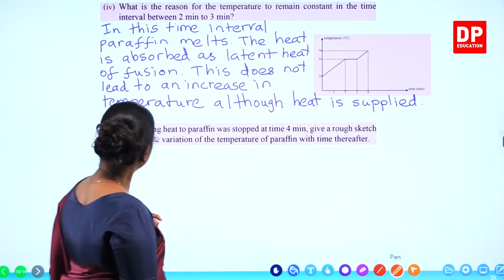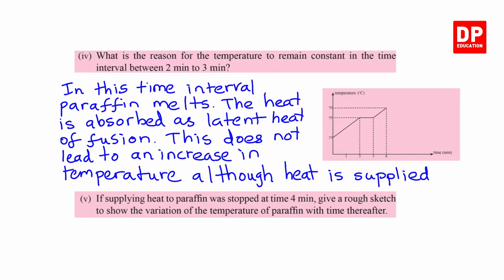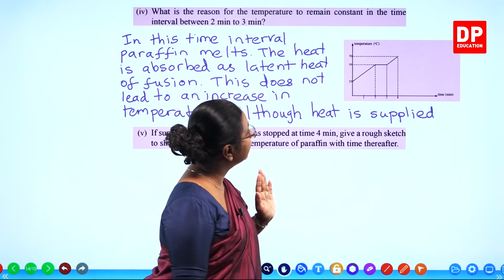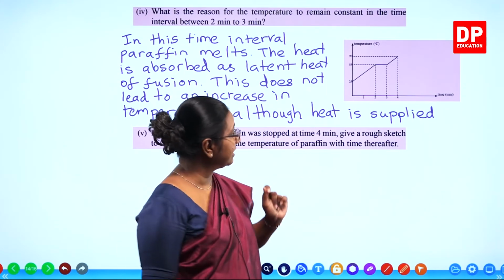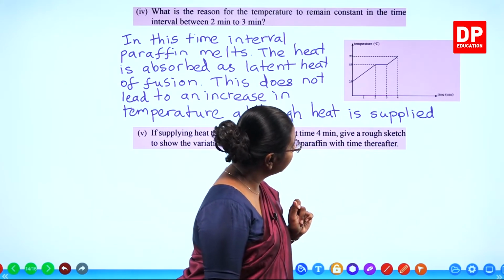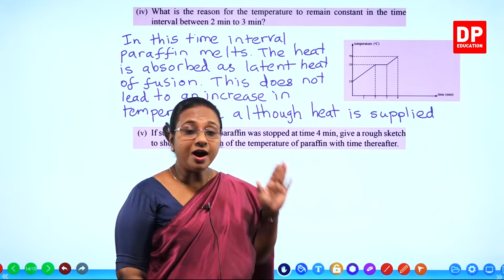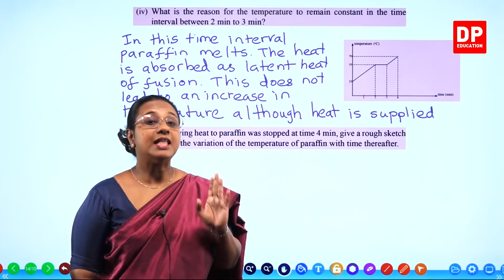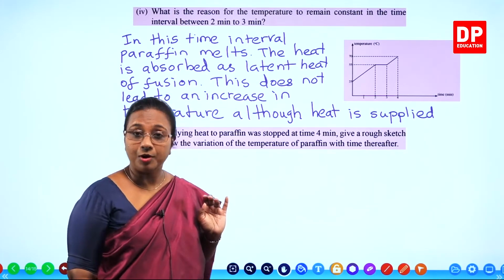Then the next one: if supplying heat to paraffin was stopped at time 4 minutes, give a rough sketch to show the variation of the temperature of paraffin with time thereafter. So here, as you can see, it has been heated up to 70 degrees Celsius, that is till time 4 minutes. So after that, if you stop providing heat, what will happen to wax? That is what we have to show in the plot here.